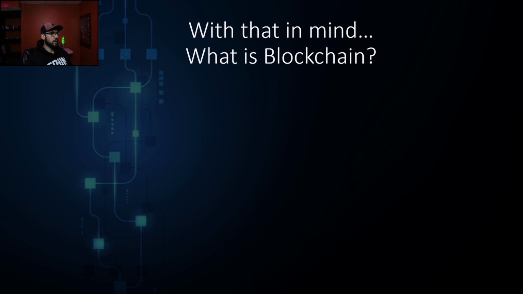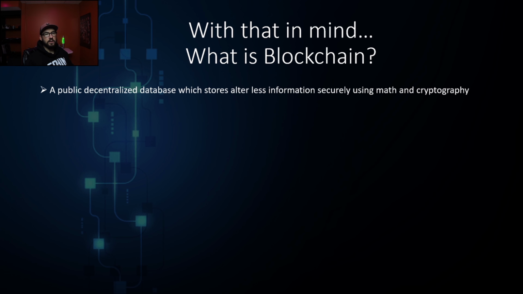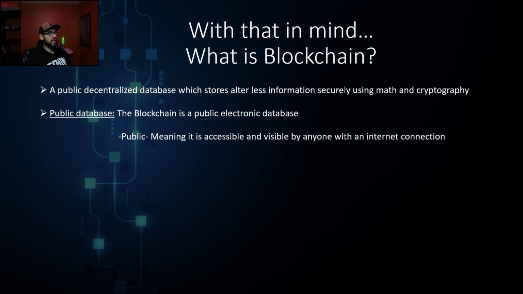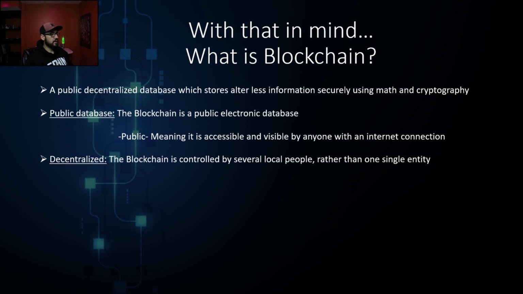With that in mind, what is blockchain? The blockchain is a public, decentralized database which stores alterless information securely using math and cryptography. What? Let's break this down. So public database: the blockchain is a public electronic database. Public meaning it is accessible to anyone who has an internet connection. Decentralized is the part where the blockchain is controlled by several local people rather than one single entity, like a central bank controls multiple little banks. The blockchain is controlled by several local people like me and you.